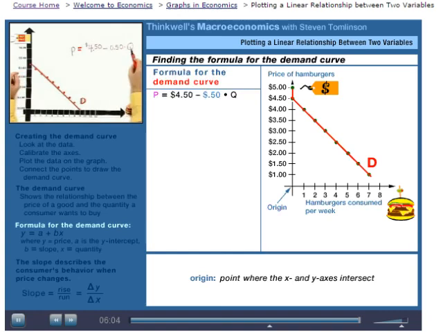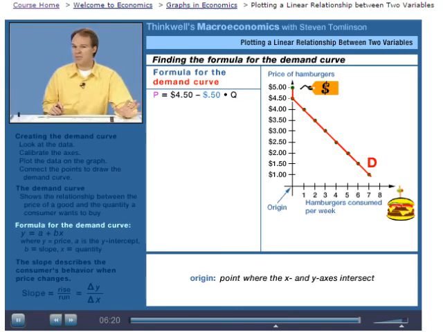That is, for every additional hamburger that we want Bob to buy in a week, we have to lower the price of a hamburger by 50 cents. This is the relationship between quantity and price for Bob. And that is the formula for this line.